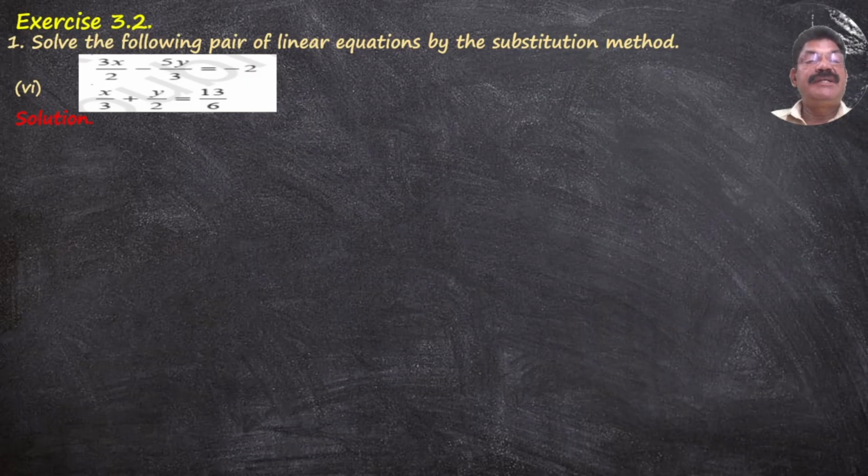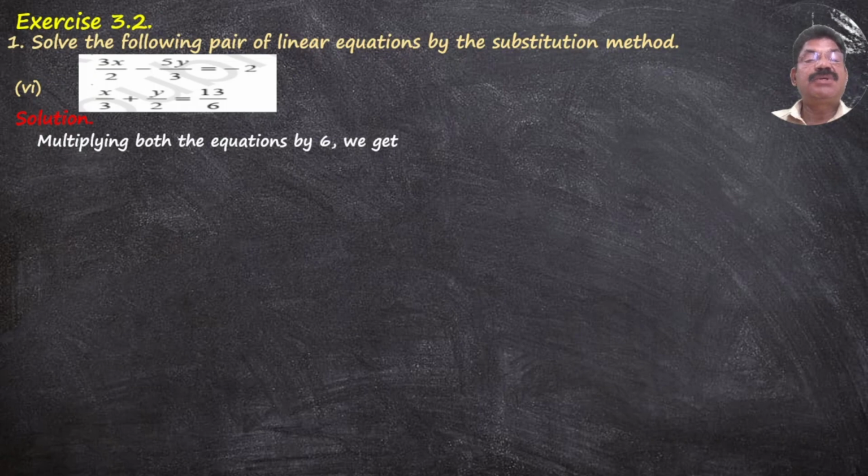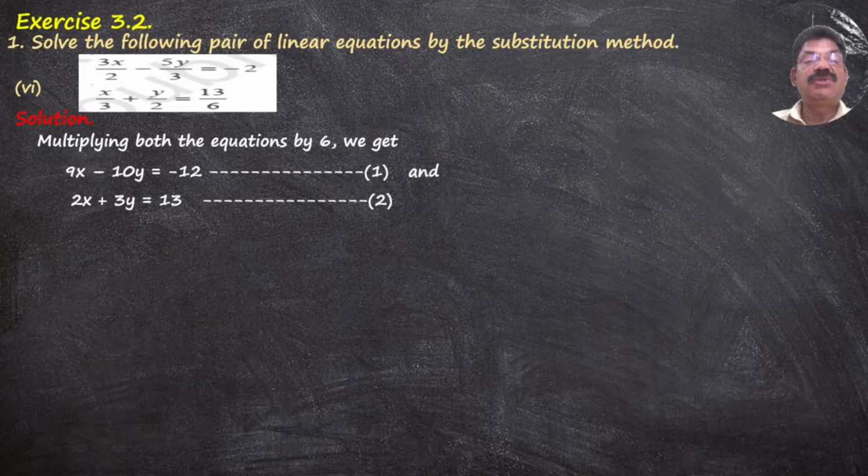Sixth problem. 3x divided by 2 minus 5y divided by 3 equal to minus 2. x divided by 3 plus y divided by 2 equal to 13 by 6. So in order to avoid fractions, I multiply both the equations by 6. So I get 9x minus 10y is equal to minus 12, which is equation number 1. And 2x plus 3y is equal to 13, which is equation number 2.